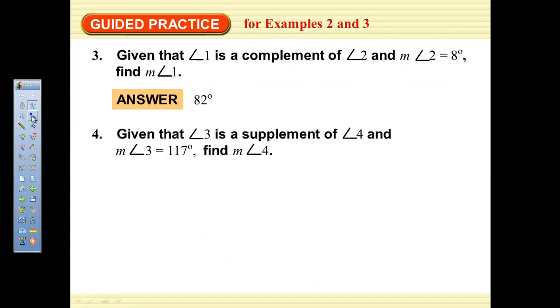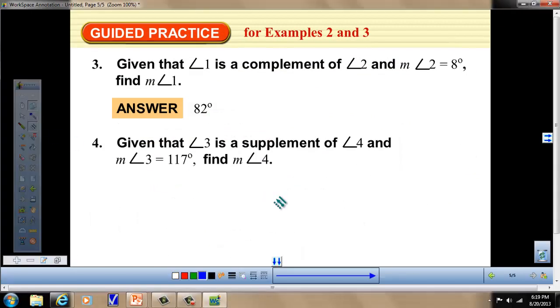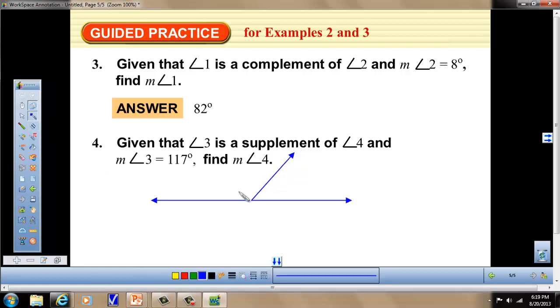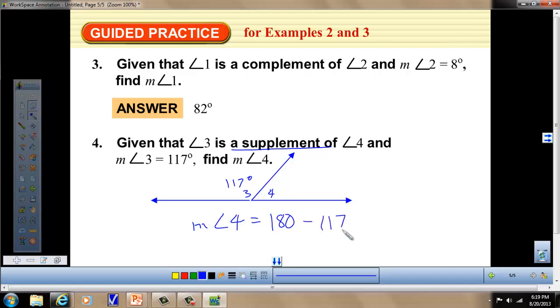All right. Here's another one. Again, draw a picture. Line going this way, line going this way. And we have one angle. Angle 3 is equal to 117. That's going to look something like this. So this is angle 3 and this is angle 4. This is 117. We want to know what that is. So again, we'd say the measure of angle 4, and since this is a supplement, we can say it's 180 minus 117. And that's going to give me 63 degrees. Okay?